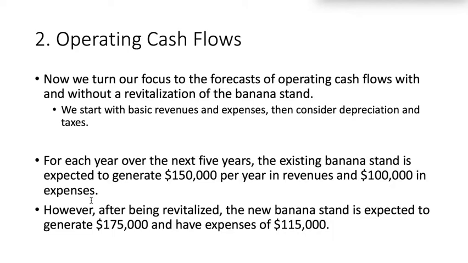So if we consider the banana stand as it is now, what we call the old assets, it generates 150,000 in sales and 100,000 in expenses, so netting 50,000 a year. But if we replace the old assets with new assets, then the banana stand can generate 175,000 a year with expenses of 115, netting 60,000 per year.